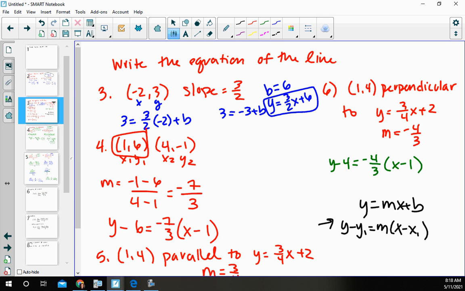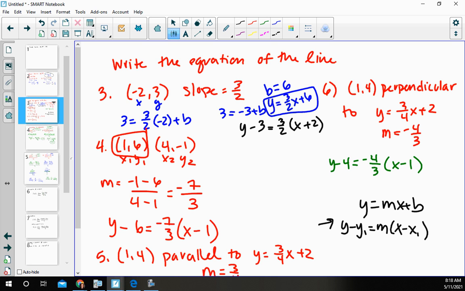I could have gone straight into my point slope formula. Okay, if I went to that, it would be y minus y1 is equal to slope times x minus x1. Those two negatives would make them a positive 2. Okay, all the rest of them I did point slope form because it was easier.